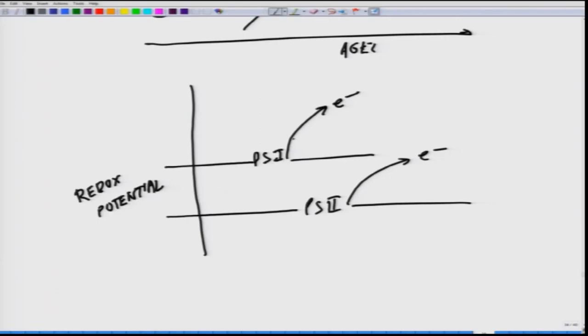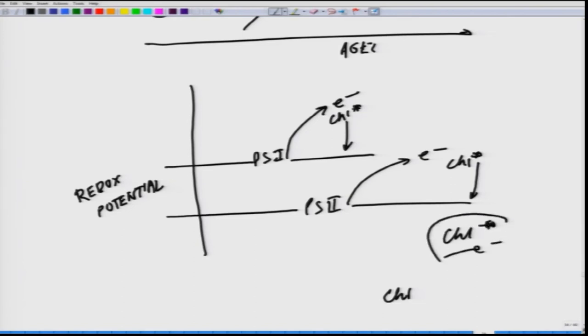And whenever an electron is ejected from photosystem 1 or photosystem 2 or from both, that chlorophyll molecule which is getting excited has to be brought back to its ground state. How is it brought back to its ground state? There are two options. When a chlorophyll molecule ejects an electron, from chlorophyll ground state to chlorophyll excited state, the electron can recombine again and come back and make a chlorophyll. There is a highly possible recombination.